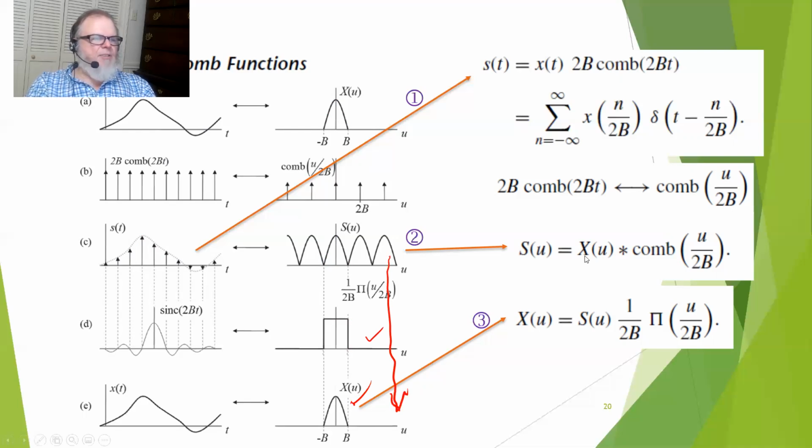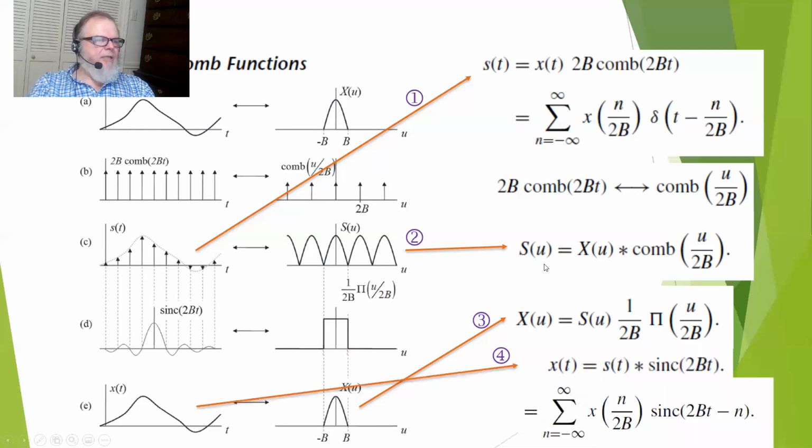And let's see then what happens in the time domain. In the time domain, which is step number 4, multiplying in the frequency domain corresponds to convolving in the time domain. So x of t, if x of u is equal to s of u times this rectangle function, then its inverse transform is going to be s of t, the inverse Fourier transform of this. This is the signal of samples, convolved with the sinc of 2bt. So that is what happens on the right. And this is step number 4, if you will.